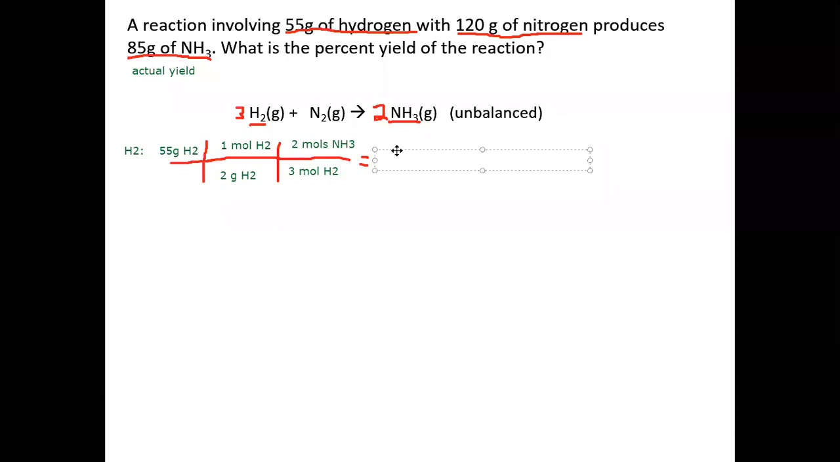And we get 18.33 moles of ammonia. Now we do the exact same thing for nitrogen. And here we're starting with 120 grams of N2. Do our train track.